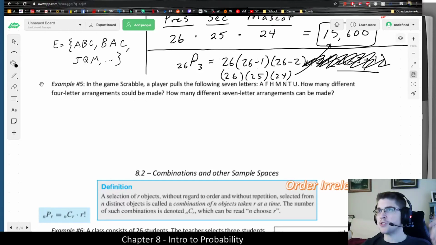Let's do another example. Example number 5 asks: in the game Scrabble, a player pulls the following 7 letters, A, F, H, M, N, T, U. How many different 4-letter arrangements could be made? How many different 7-letter arrangements could be made? And we want to know what to do.